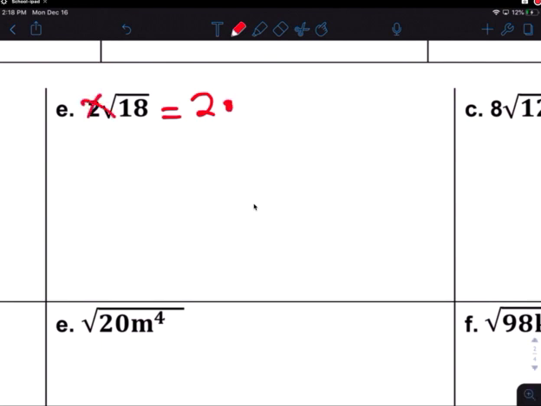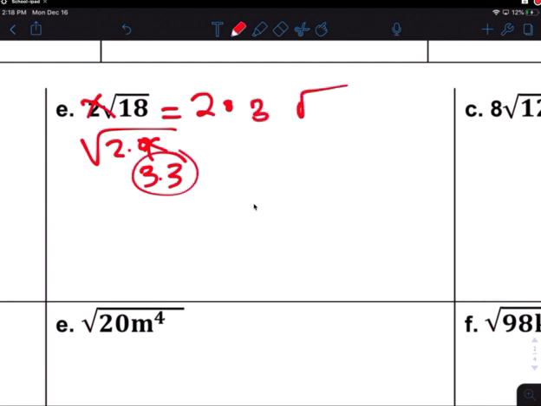Square root of 18 is between 16 and 25. Oh no, we're doing factors, we're not doing decimals. So 2 times 9, 3 times 3, so 1 pair, 3 to the 1, with just the square root of 2, so 6 square root of 2.